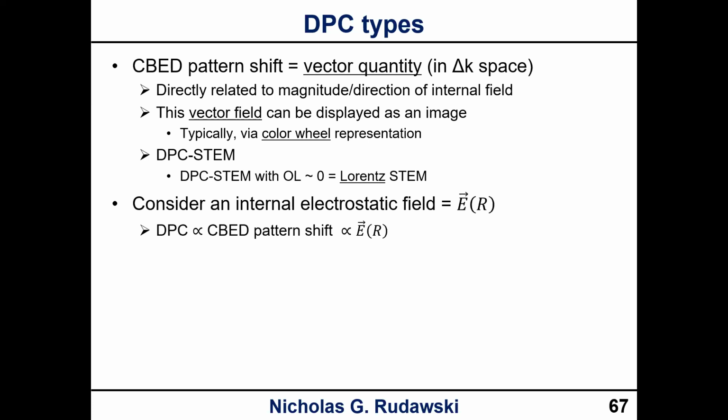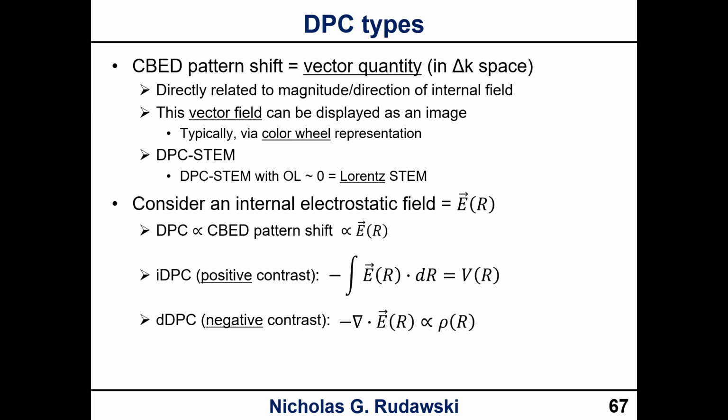If we consider, for example, an internal electrostatic field E, DPC is proportional to the CBED pattern shift, which is proportional to the electrostatic field inside of the material. If we then integrate that electric field, we end up with what's called integrated DPC. If we integrate that electric field, we end up with potential. This is what we call IDPC, and this is going to give us positive contrast, so our atoms are going to look bright on a dark background.